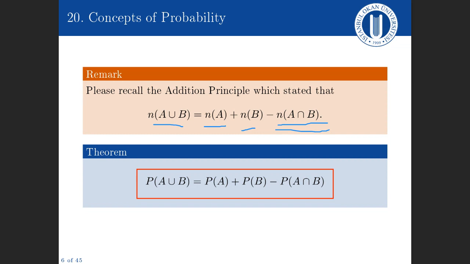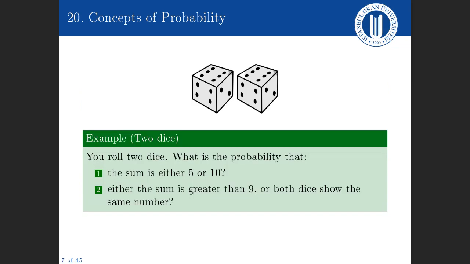Okay, let's continue. I want to talk about the probability of A union B. We're going to be using the formula in this field: the probability of A plus the probability of B minus the probability of A intersection B. And the first example I want to use for this is the probability of 2 dice.